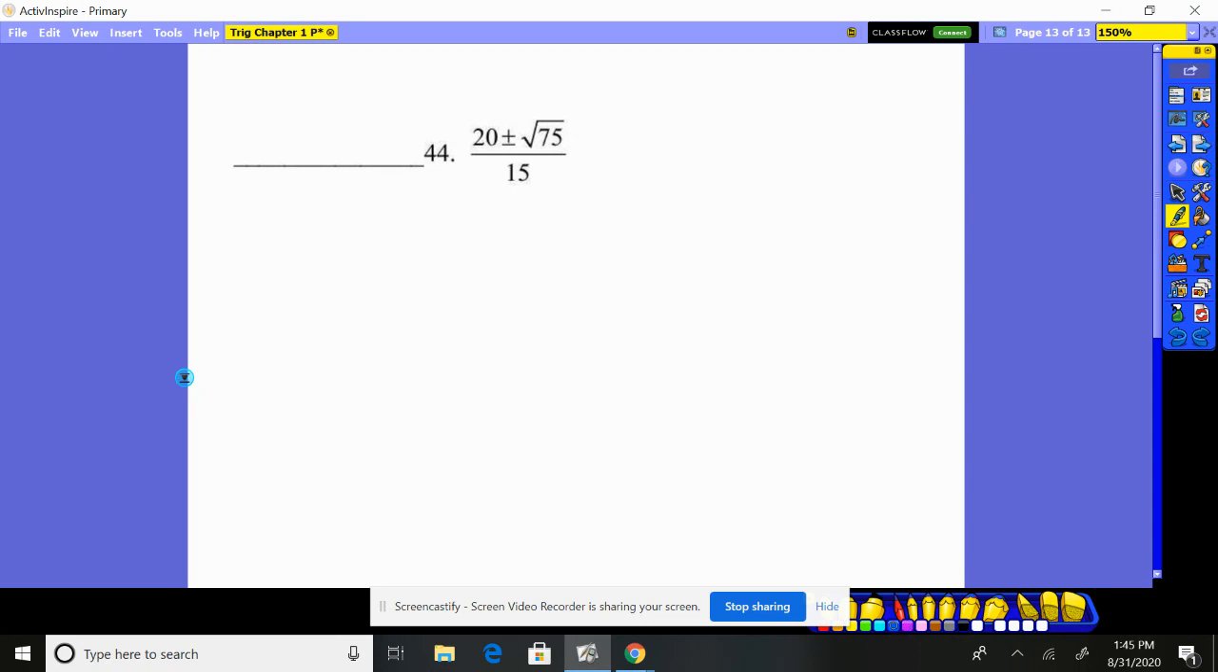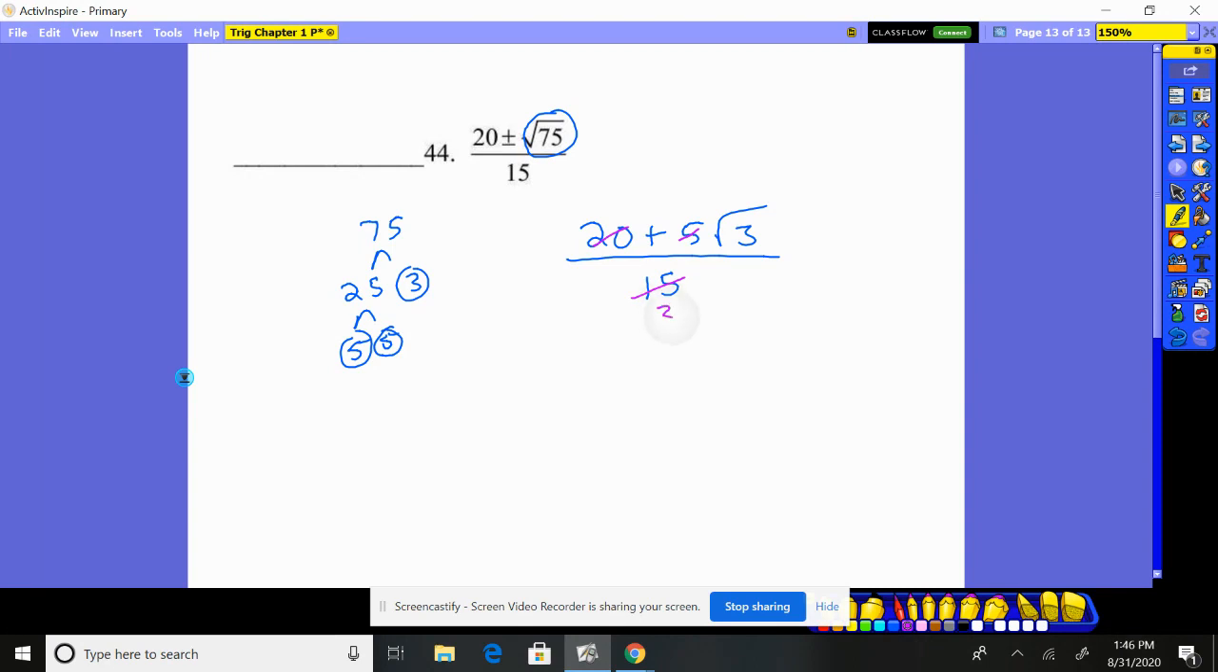44. So we need to break down 75. Well, I recognize that as 25 and a 3, and then a 5 and a 5. Breaks down pretty quickly. So we have 20 plus, basically you're going to have a square root of 5 and a 3. So 5 comes out. 5 root 3 is what square root of 75 simplifies to. And a 15. And now we say, hey, that and that all can be divided by 5. That becomes a 3, a 1, and a 4. So I'm left with 4 plus 1 root 3, which is root 3, all over 3.